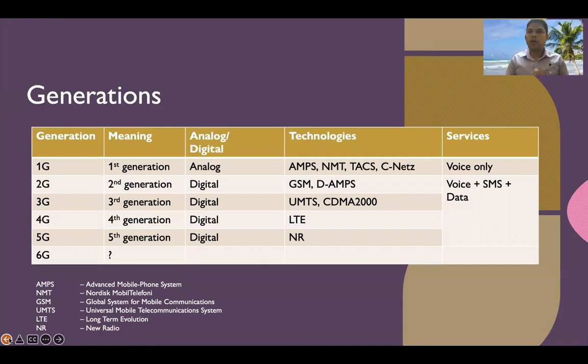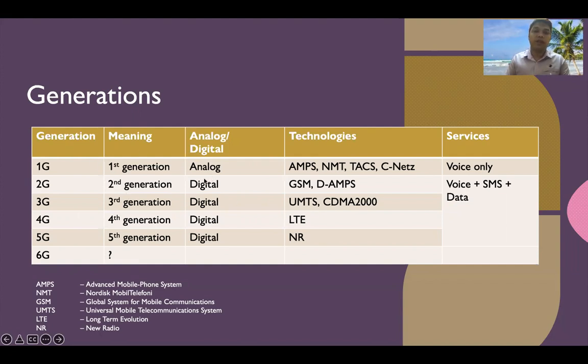So this is the common generations in a mobile network. We have 1G, 2G, 3G, 4G, but right now we are talking about 5G, and maybe in the next 2 or 3 years we will have 6G. So when we talk about the first generation, second generation, third generation, fourth generation, and fifth generation.